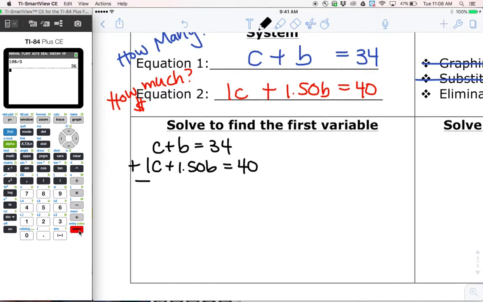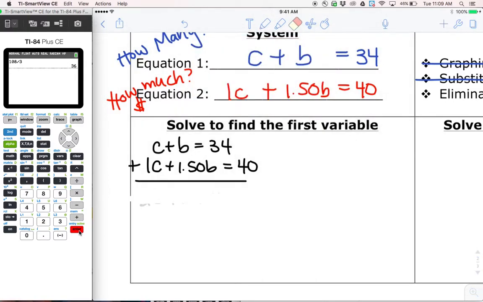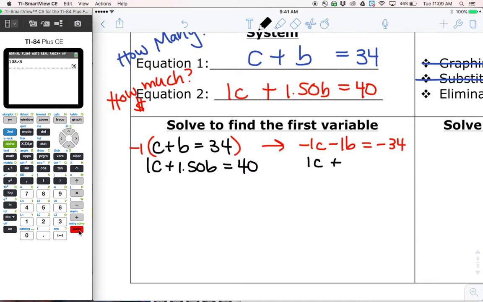Now, if I'm doing elimination, when I add these up, something will cancel. But right now, I'm getting 2C plus 2.50B. That's not what I want. So I have to fix these so something cancels. I think the easiest thing would be to make the C's cancel because I've got 1 and 1. I just need one of those to be negative. So I'm going to go ahead and I'm going to take my first one and I'm just going to multiply this by a negative 1. And I'm going to get negative 1C minus 1B equals negative 34. My second equation didn't change. It is still just 1C plus 1.50B equals 40.